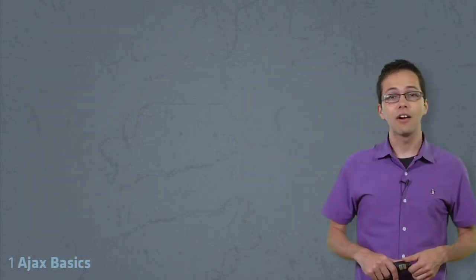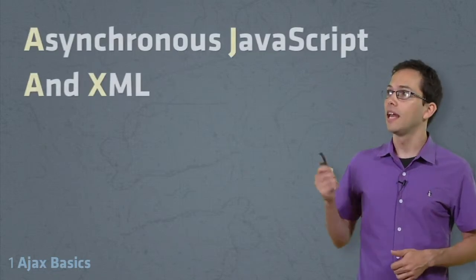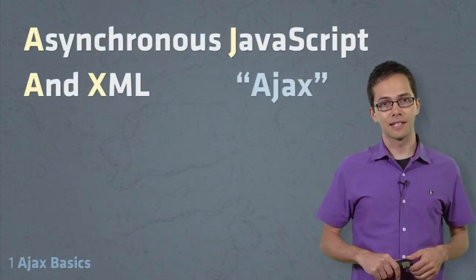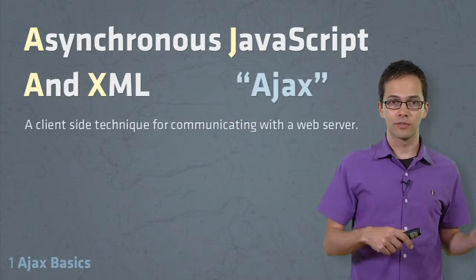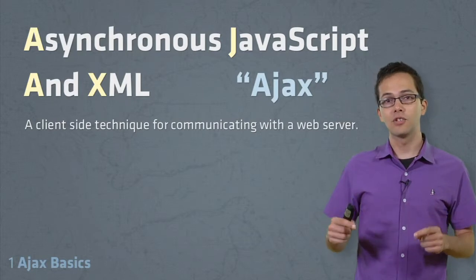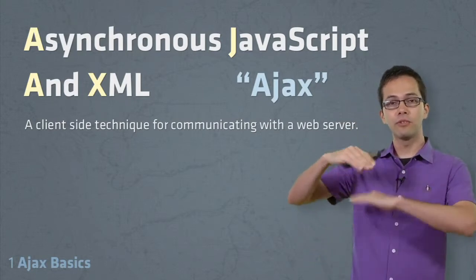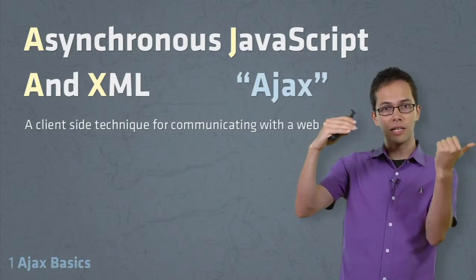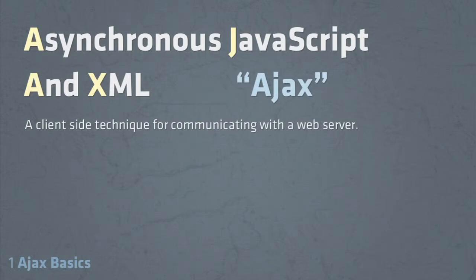Now let's figure out how communication works with Ajax, which, by the way, stands for Asynchronous JavaScript and XML. And it's basically a way for communicating with the web server without doing a full page refresh. So we already have our page loaded, and without refreshing the page, we can go and fetch more data from the server, and if we want, load that into the page dynamically.